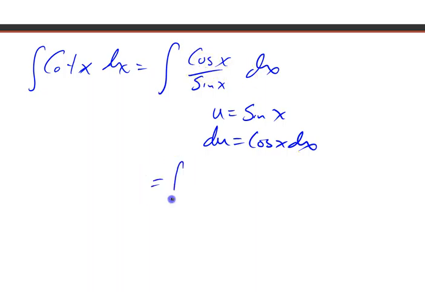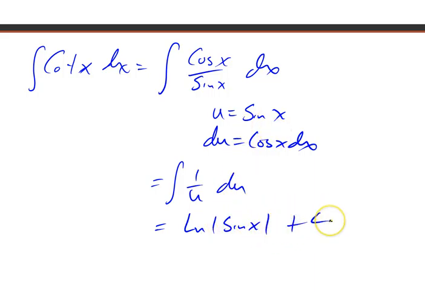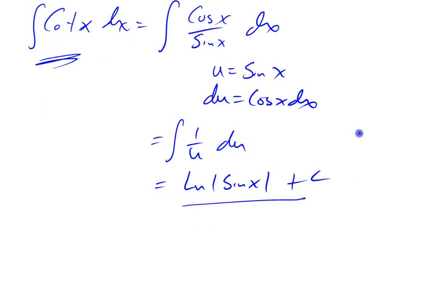So we end up with the integral of 1 over u du, and this is the natural log of the absolute value of u, but u is sine x plus a constant. So the integral of the cotangent is the natural log of the absolute value of the sine of x plus a constant. Okay, tangent and cotangent are done in a very similar way, right?